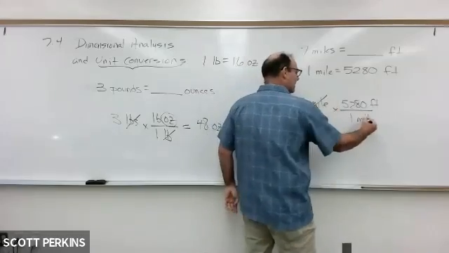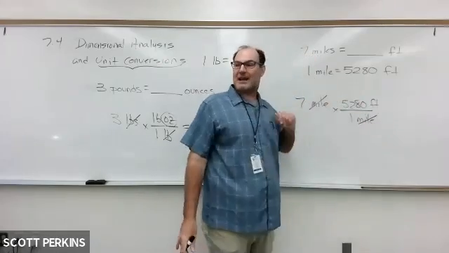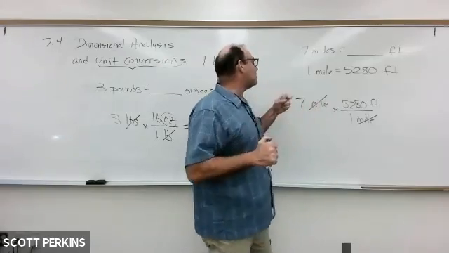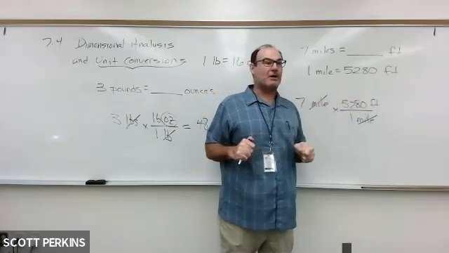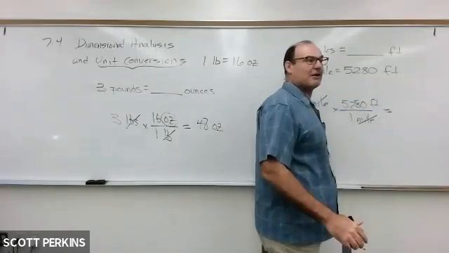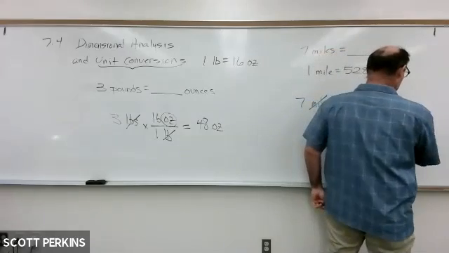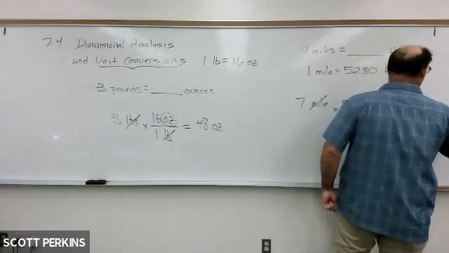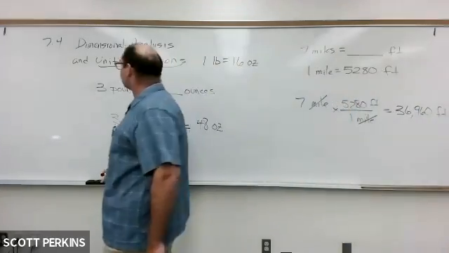So now the miles cancel, and I am left with the units that I want, which is feet. And now this also tells me that what am I going to do with the 7 and the 5,280? I'm going to multiply them, and then what's your calculator tell you that is? 960. Did I hear you right? Yeah. Perfect.